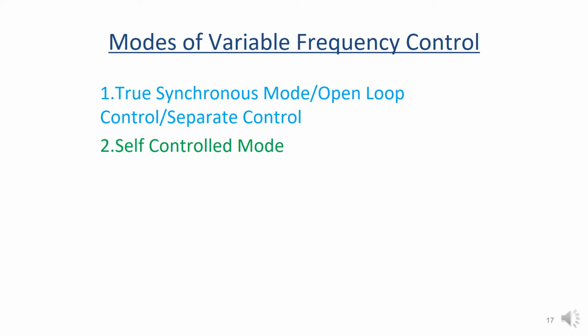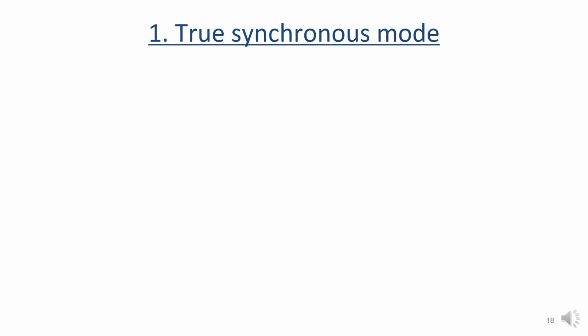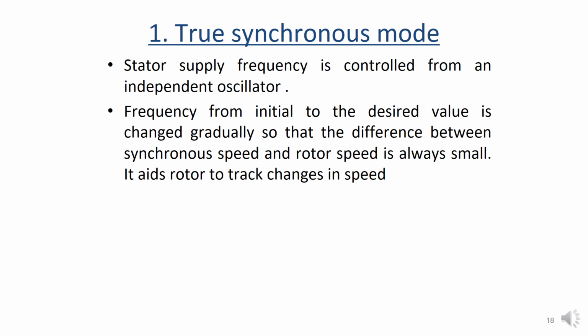Now let us see the modes of variable frequency control of synchronous motor. There are two modes here. The first one, the true synchronous mode, or open loop control mode, or separate control mode. The second one is the self-control mode. True synchronous mode basically is an open loop type mode. So the supply frequency is controlled from an independent oscillator.